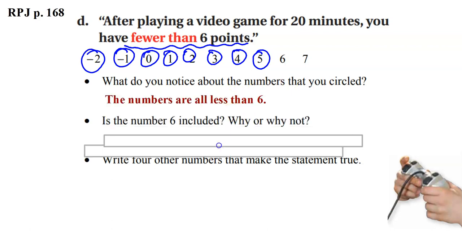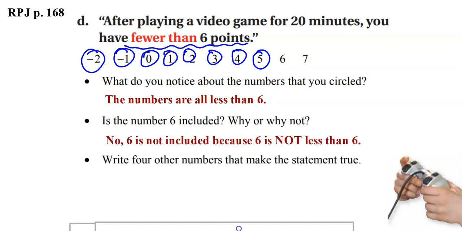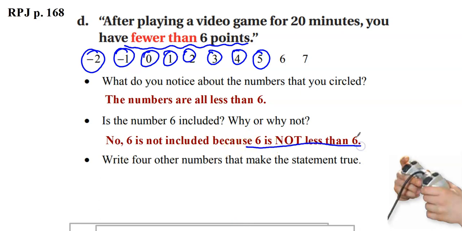So here we go. You should notice that all of the numbers are less than 6. You should notice that the number 6 is not included because that makes no sense. 6 is not less than 6. And then 4 other numbers that make it true. I could do -4, -10, -15, and maybe -25.